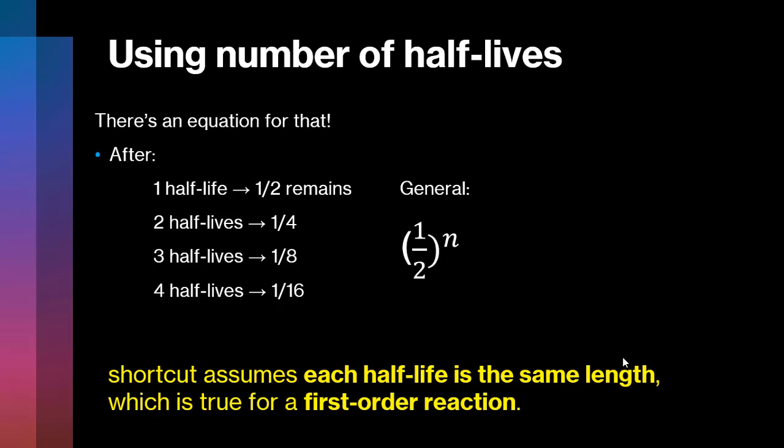So for first order reactions, we can generalize this pattern as after 1 half-life, half remains. After 2 half-lives, a quarter remains. After 3, 1/8. After 4, 1/16. In general, the fraction remaining is 1/2 raised to the n power, where n is the number of half-lives.